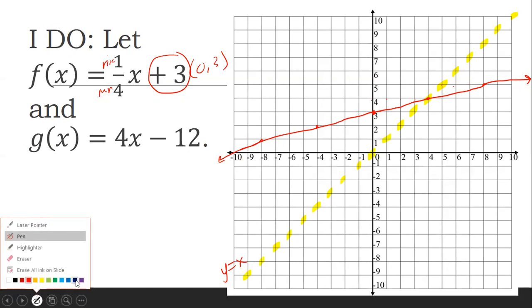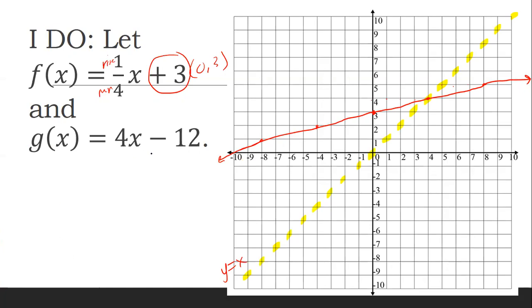And then I'm going to check the other one. So this one is 4x minus 12. Well, this is a little harder. Its y-intercept is at 0, negative 12. Do I have the ability to start at 0, negative 12? No, I don't. So I have to find another point to start at. I can find the x-intercept here. Remember, the x-intercept means you plug in 0 for y. So I can't start at my y-intercept, so I'm going to start at my x-intercept.